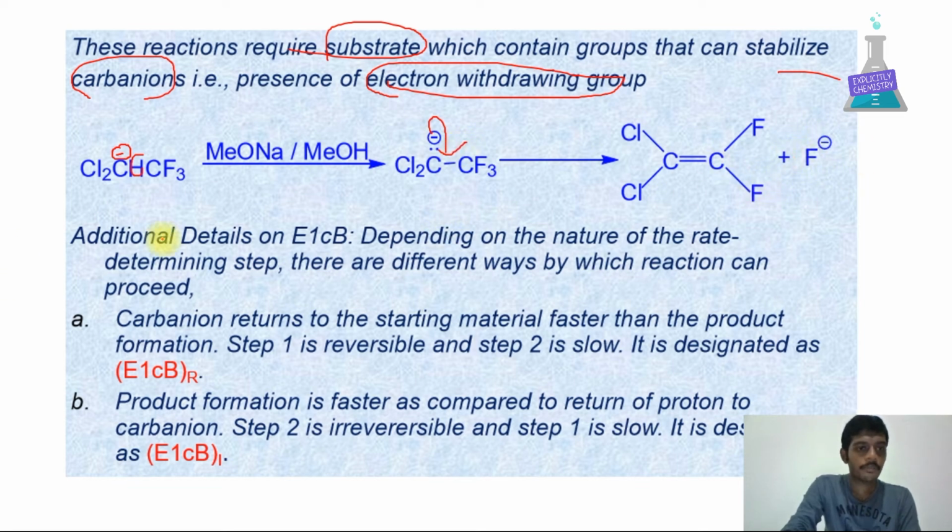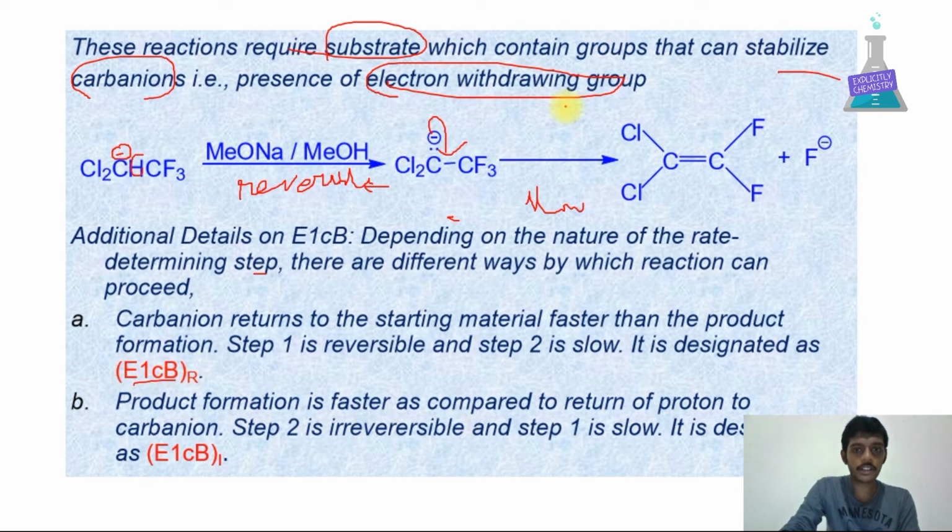fluorine. Additional details on E1CB: depending upon the nature of the rate determining step, there are different ways by which the reaction can proceed. First, this carbanion may return to the starting material faster than it forms the product. Step 1 is reversible and step 2 is slow. It is designated as E1CBr.